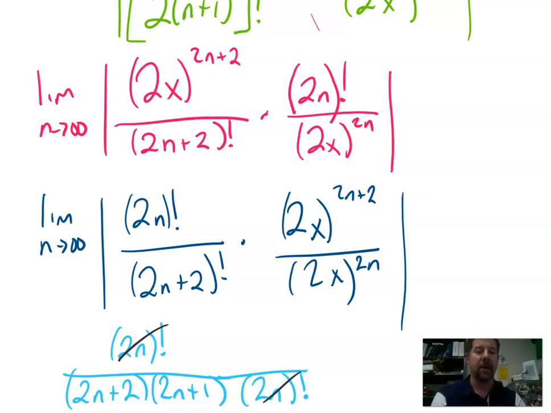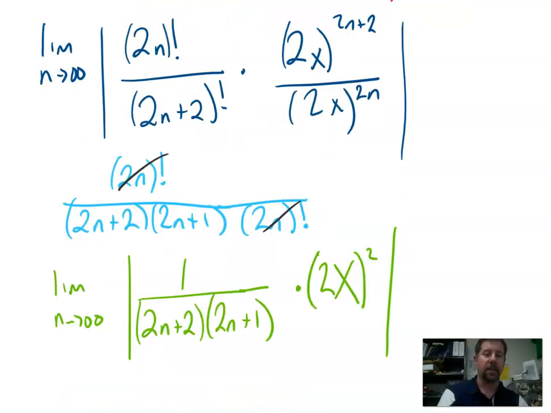So this limit up above now would simplify to something that looks like this. The limit as n goes to infinity of 1 over 2n plus 2 times 2n plus 1 times this back part here. You would subtract your exponents, and so I get 2x squared. Now, in this case, again, I really want this to converge when it is less than 1. But in this case, when I do my n goes to infinity, I'm going to get 1 over infinity, which is going to equal 0. So in this case, the infinities don't kill each other off. It doesn't go to 1. It's going to go to 0.